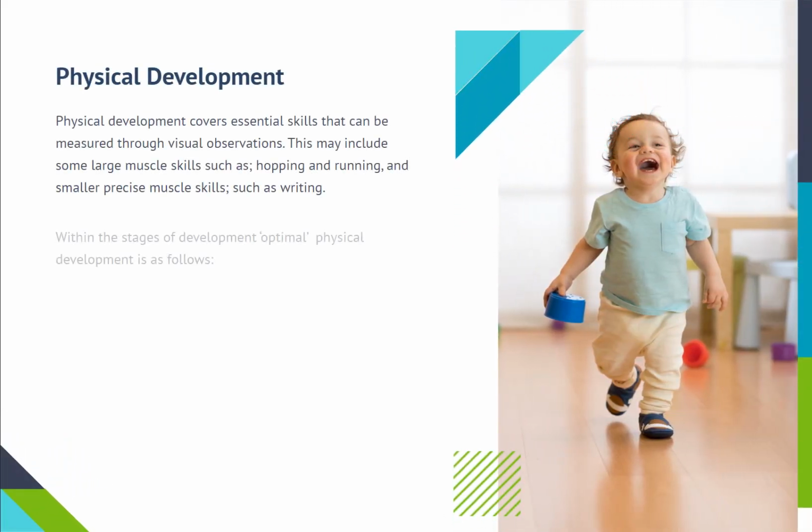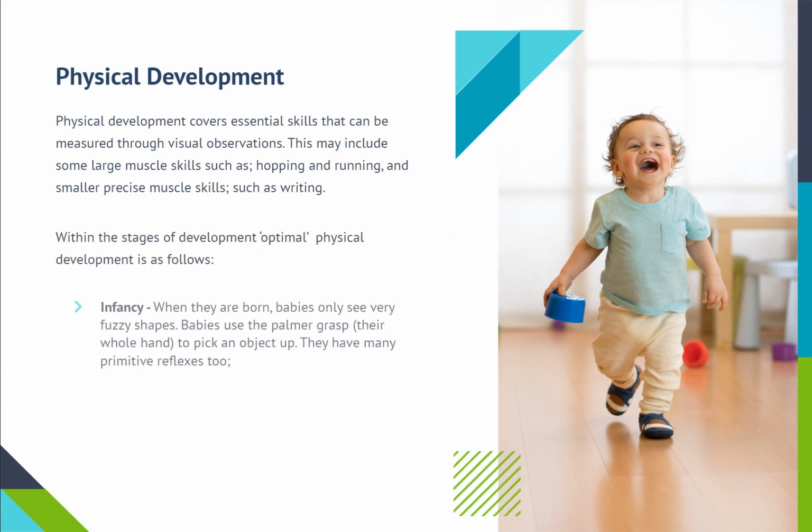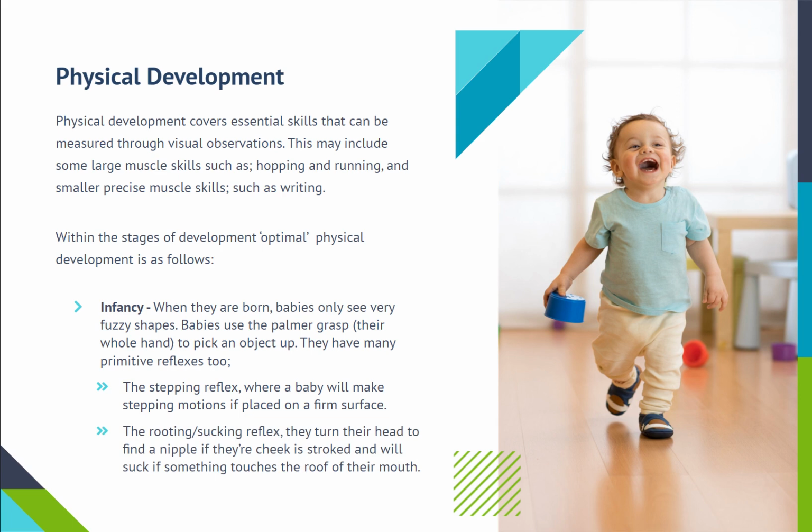Physical development. Physical development covers essential skills that can be measured through visual observations. This may include some large muscle skills such as hopping and running, and smaller precise muscle skills, such as writing. Within the stages of development, optimal physical development is as follows.